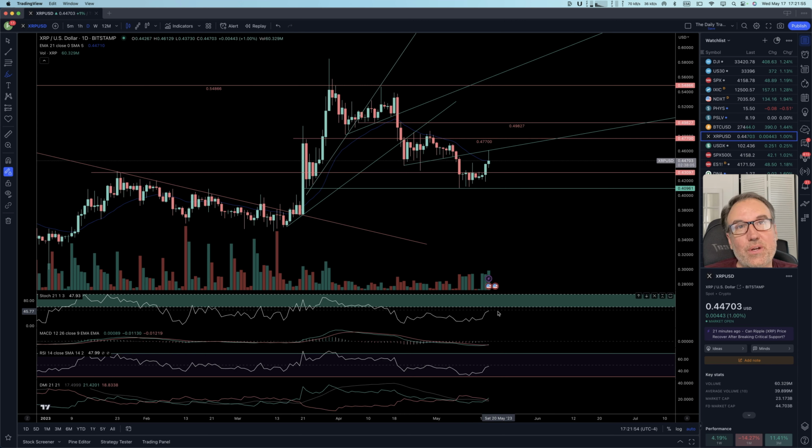Ripple, wow, very nice move with Ripple. Stochastic is getting closer at 47. It's not 60 yet, but it maybe is getting there.